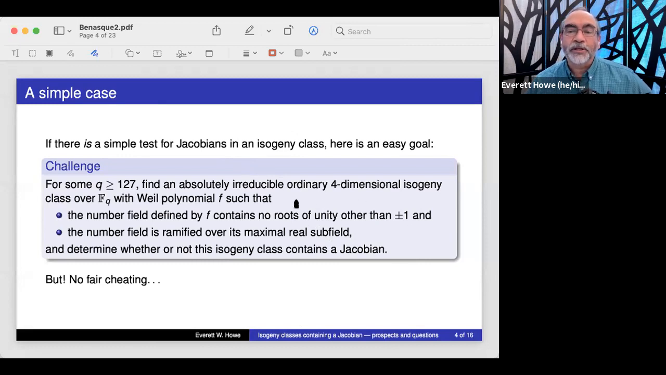These conditions: I want ordinary because I'm trying to make things easier. I want absolutely irreducible because I want things to be harder. In my talk yesterday, I showed how when you're looking at non-irreducible isogeny classes, there are techniques that you can use that help you answer this question. So let's take away those easy techniques.